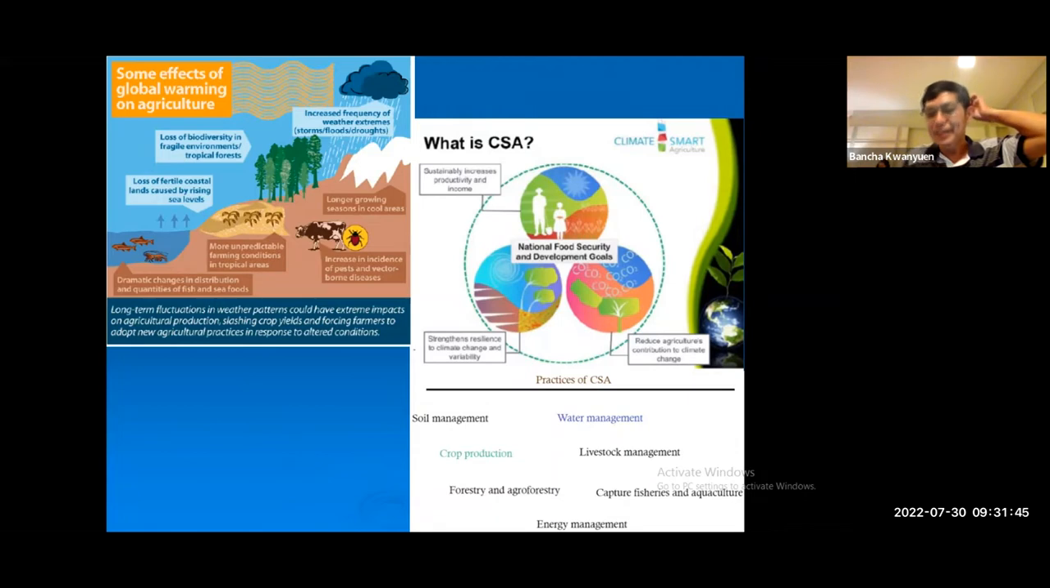Maybe you have heard about this a lot, and in this training, we have discussed a lot about climate smart agriculture, which is sustainable: increasing productivity and income, strengthening climate resilience, and of course reducing the effect on crops from the change of the climate itself.